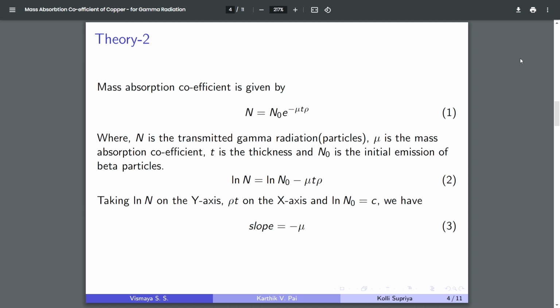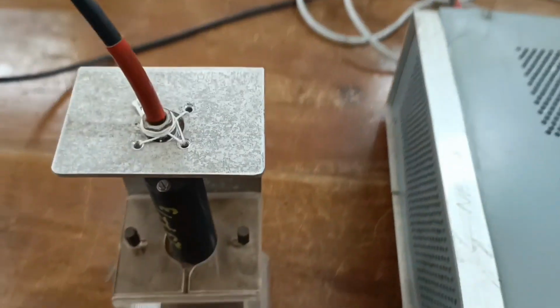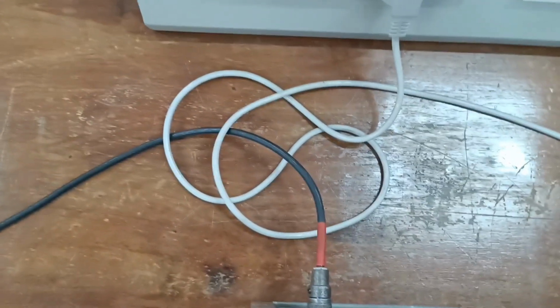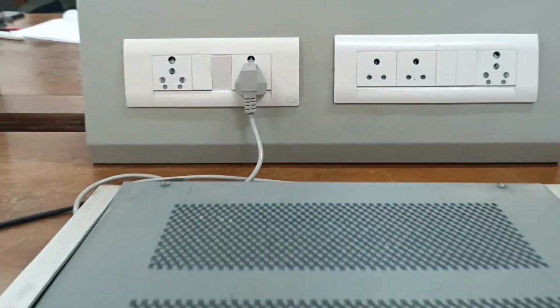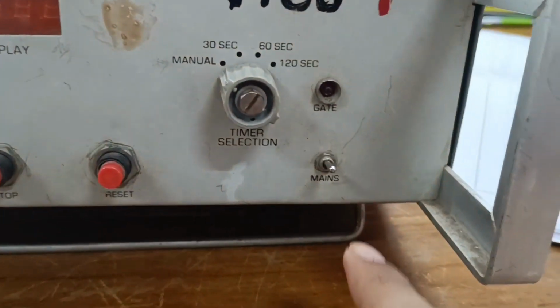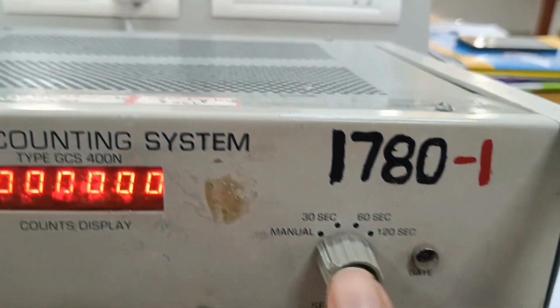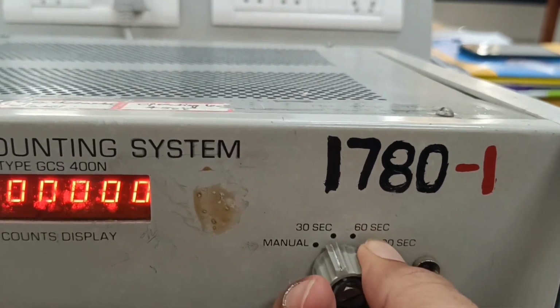Considering ln N naught as c and comparing equation 1 to y equals mx plus c, for a graph between ln N versus rho t, we get slope equals minus mu. Plug in the GM counter and switch on the power supply. Set the time reading to 30 seconds and the operating voltage to 450 volts.